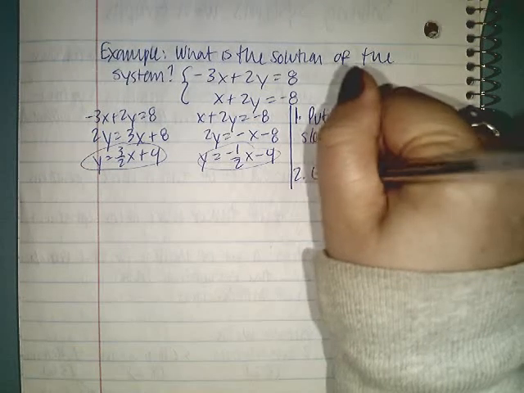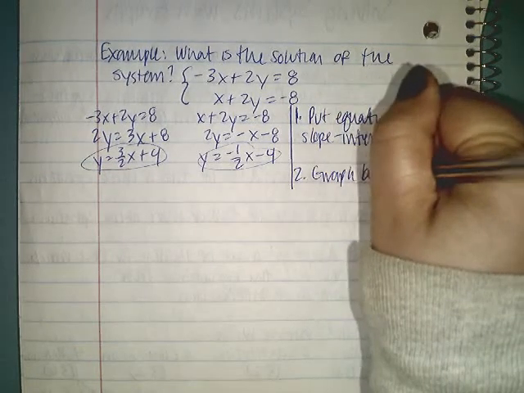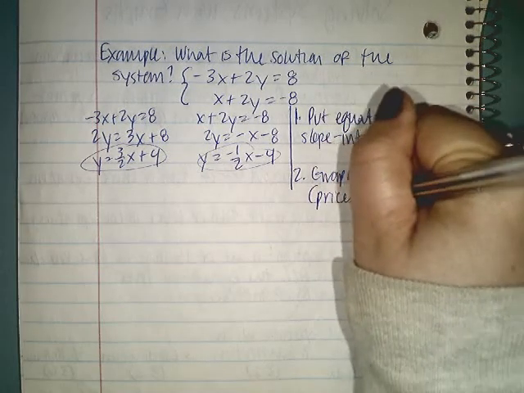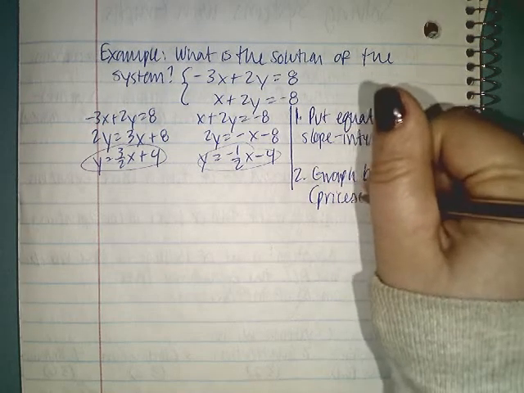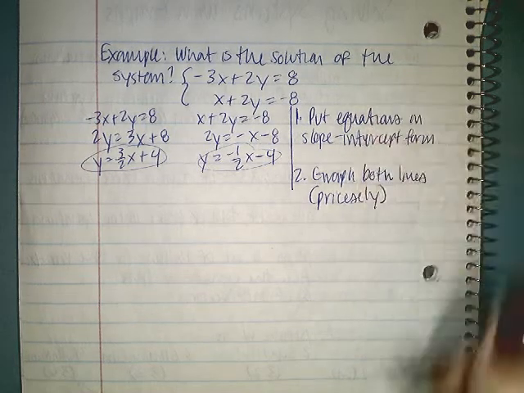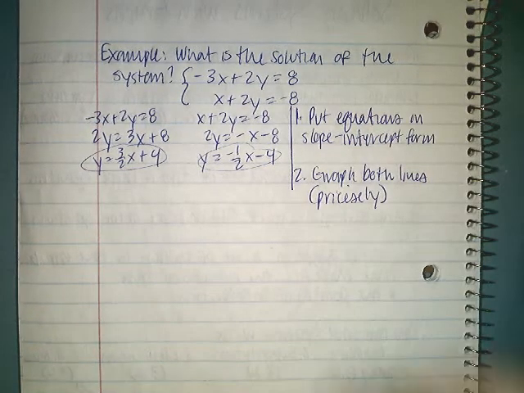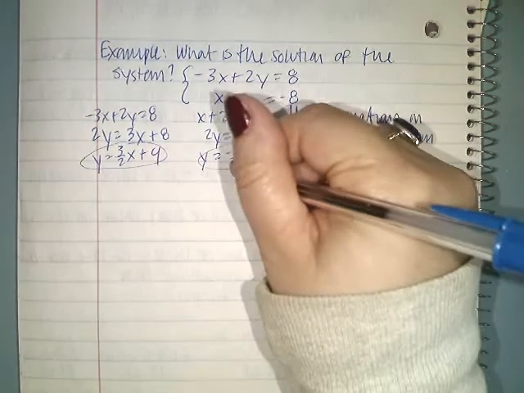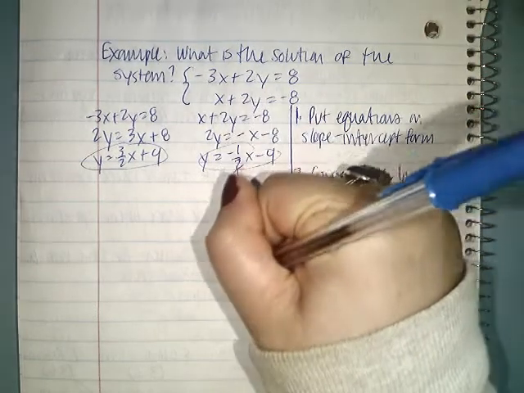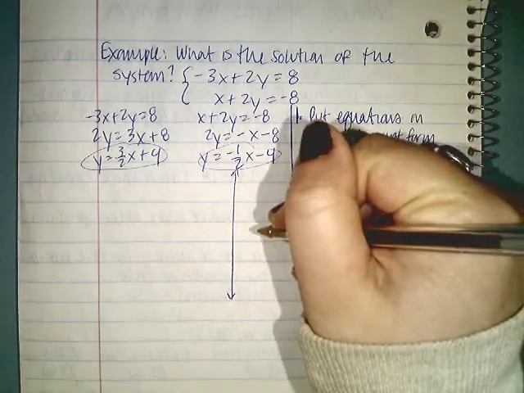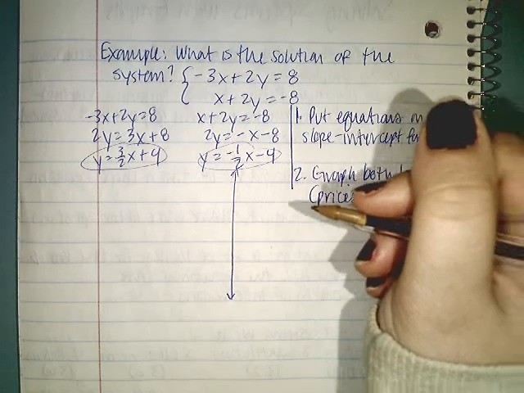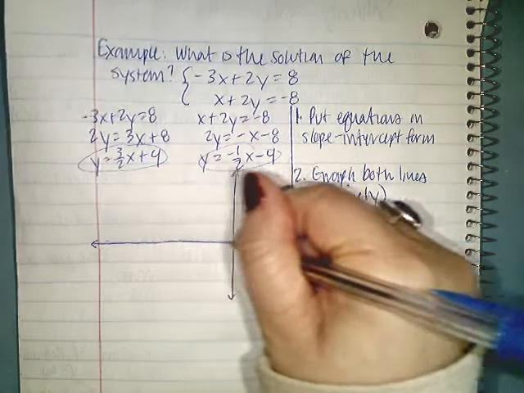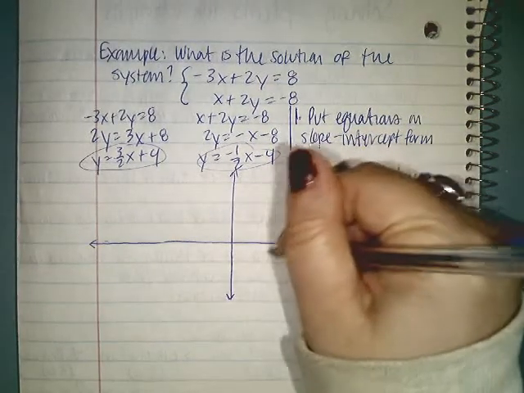Now I'm going to graph both lines. And I'm going to make note this needs to be precise. So I'm going to say precisely. This is important because we're going to use our graph to find our solution. If we're not graphing this accurately, then we're going to end up with a graph that does not give us the correct solution. So it's going to be really important that I graph this correctly.